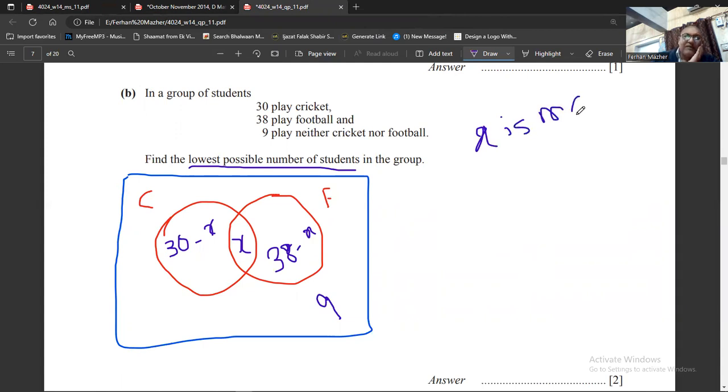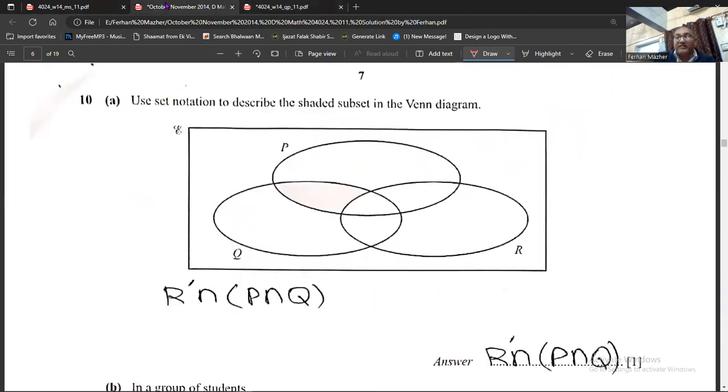And how can X be maximum? The maximum X value can be only how much? 30. X has its maximum value in the overlapping portion between the cricket and the football, and the maximum value of X can be 30. You cannot have more than 30, because if X is more than 30, this portion will become negative, which is not possible. So this is how you do it.